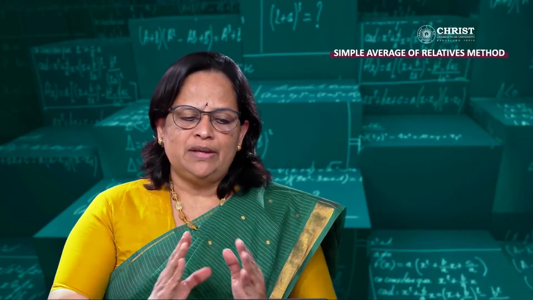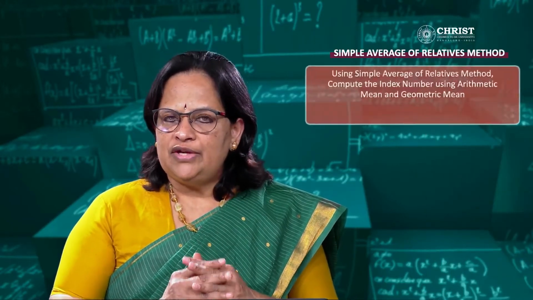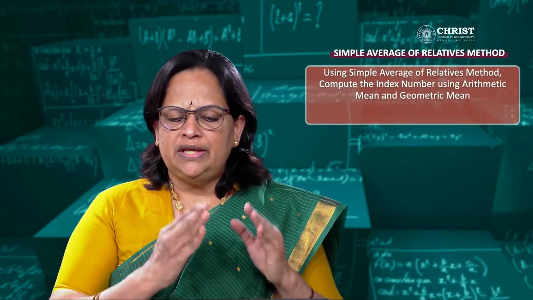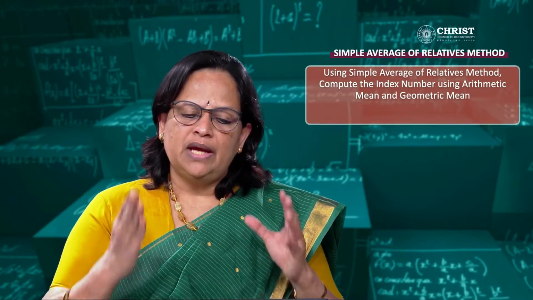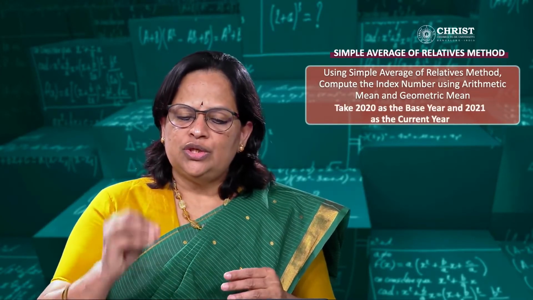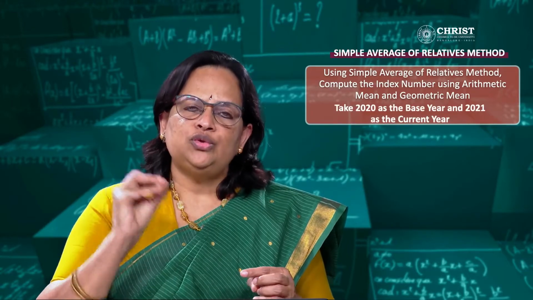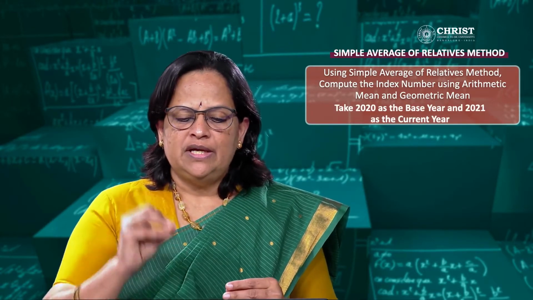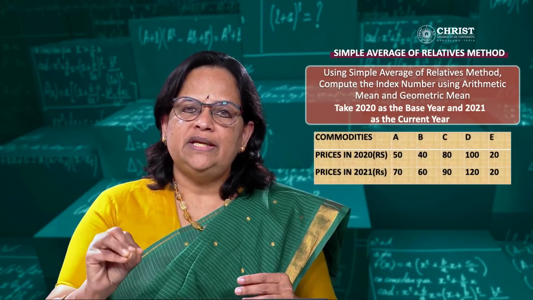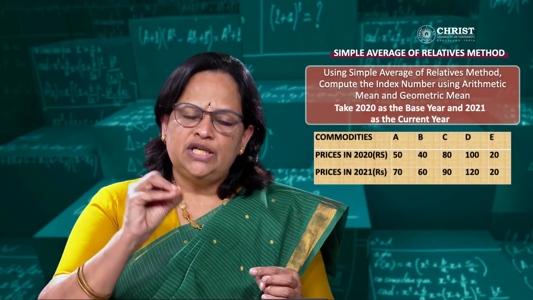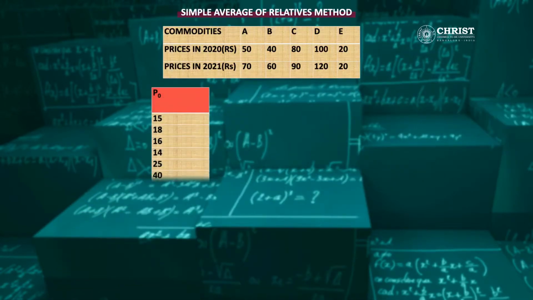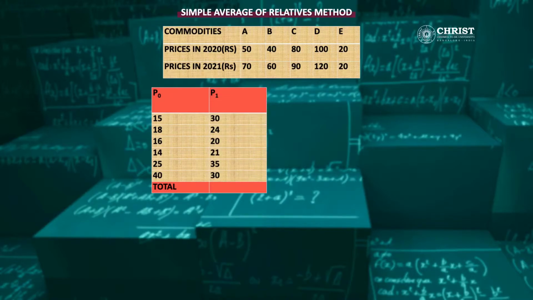Now we have to do the second problem. Using simple average of relatives method, compute an index number using arithmetic mean and geometric mean. Take 2020 as the base year and 2021 as the current year. So commodities A, B, C, D, E and F. Prices in 2020, that is P0, 15, 18, 16, 14, 25 and 40. Prices in 2021, 30, 24, 20, 21, 35 and 30.